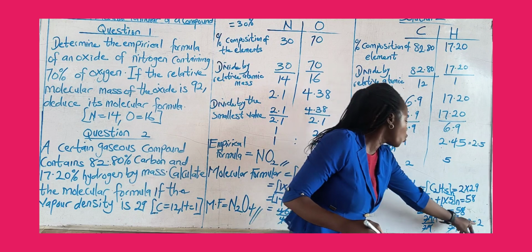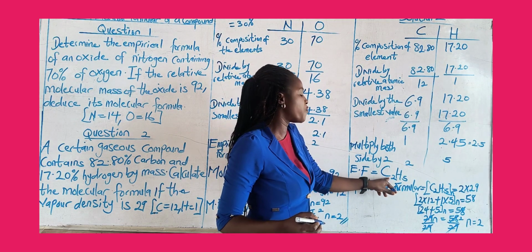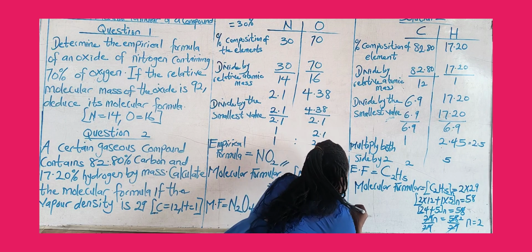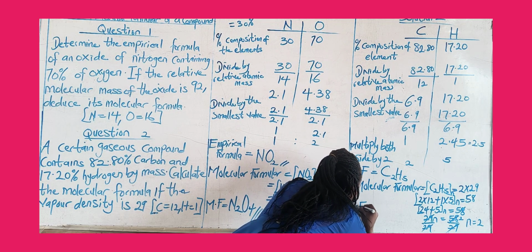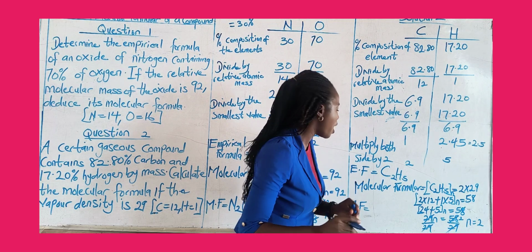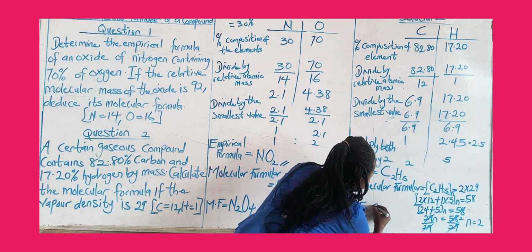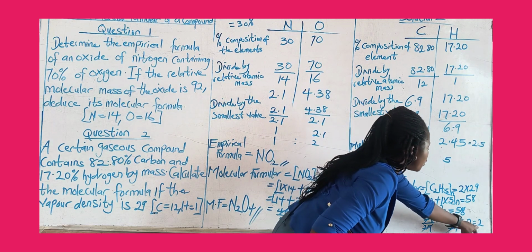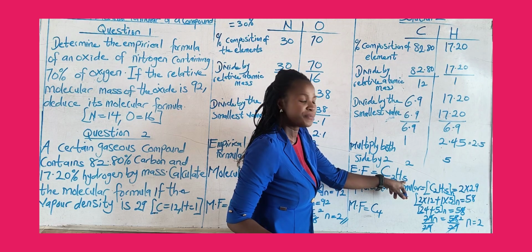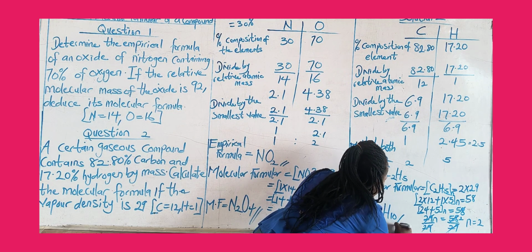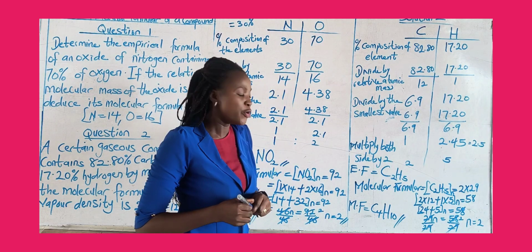Good. We now use this 2 to multiply our empirical formula to get our actual molecular formula. We have to write it to have full marks. That would be 2 times C2, which is C4, and 2 multiplied by the 5 here is 10. So the molecular formula is C4H10. Wow, that's a very good molecular formula.